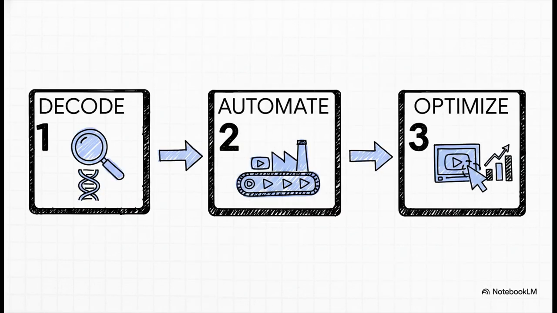So let's wrap this all up. What is the system? It's these 3 clear steps. First, you decode the formula of a channel that's already winning. Then you automate the entire creation process to make content at scale. And finally, you optimize everything for the click, so all your hard work actually gets seen.